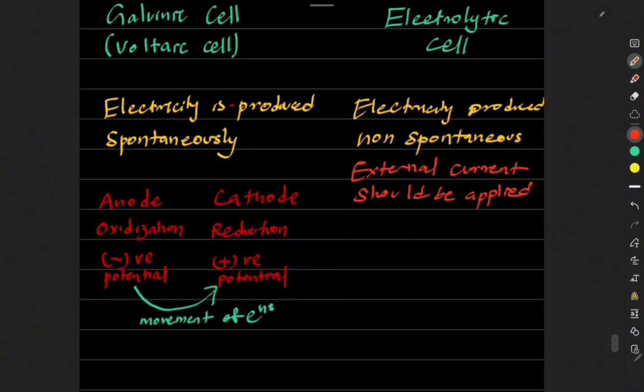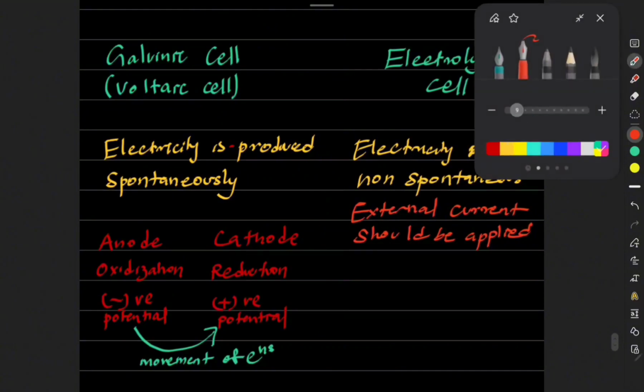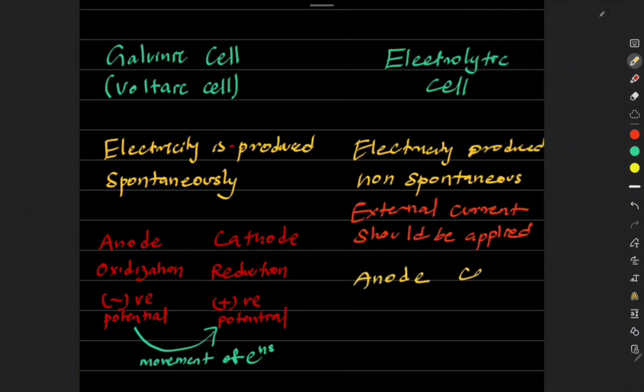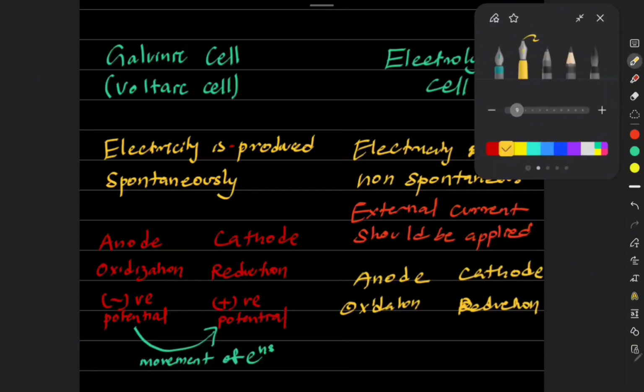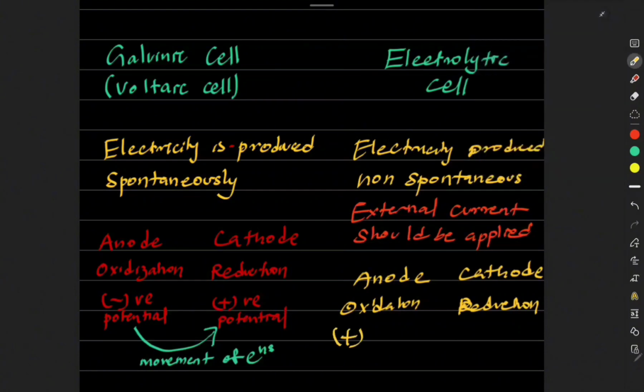Sorry, I missed the electrolytic part. In an electrolytic cell, there will be an anode and a cathode. The oxidation will occur at the anode, same as in a galvanic cell. Here the reduction will occur at the cathode, but the anode will be the positive terminal with positive potential, and the cathode will have a negative potential.